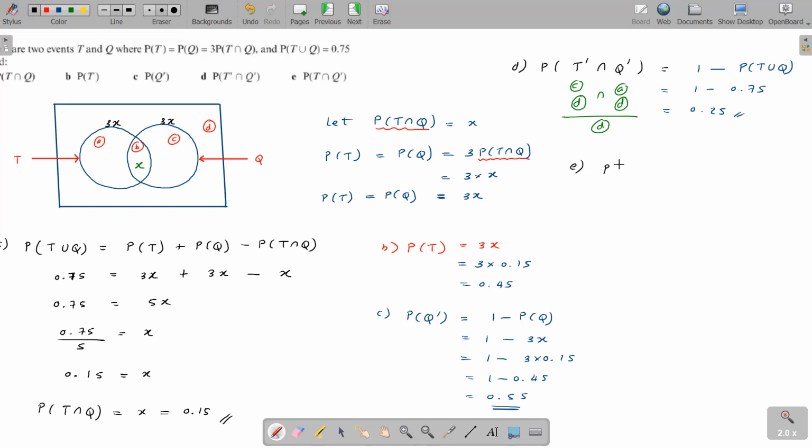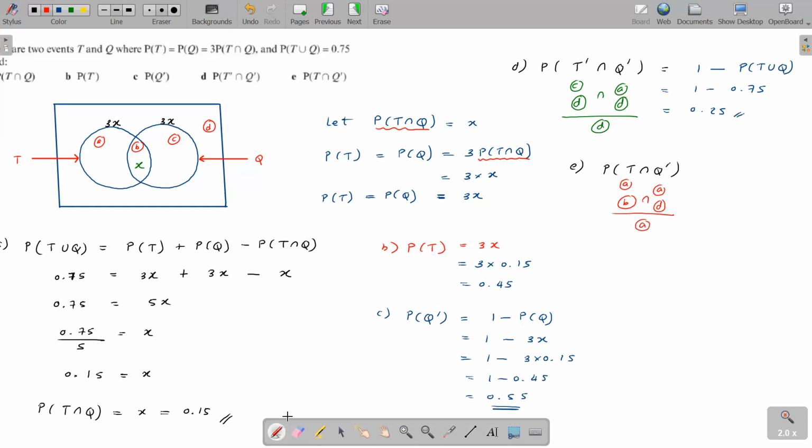And last part, probability T intersection Q dash. So T intersection Q dash. What are the regions belonging to circle T? So circle T, inside you have AB. Q dash, Q complement. Outside of circle Q, you have A and D. And intersection means take the common region. What's common to both? I think region A is common. Can you see, guys? Region A is the answer.